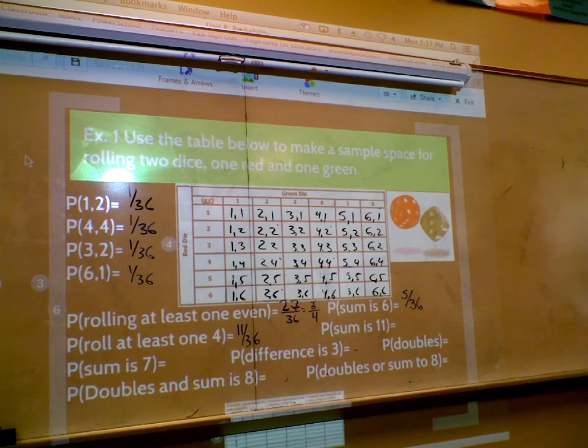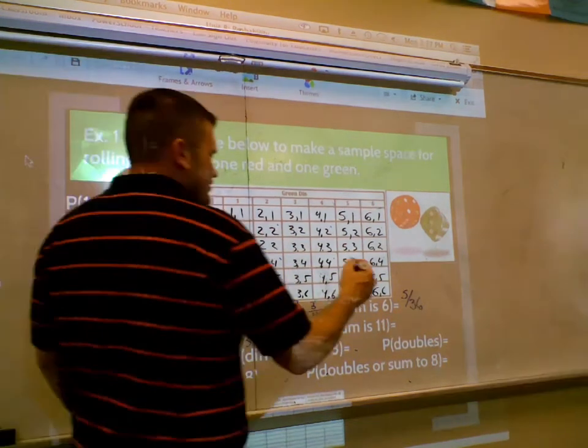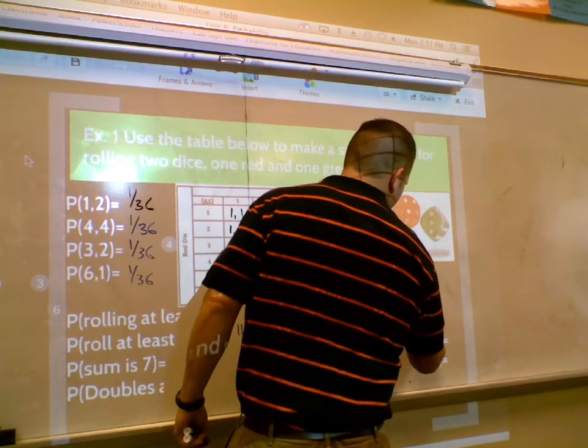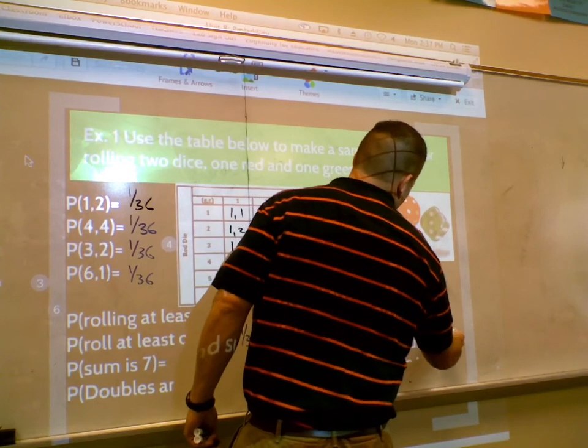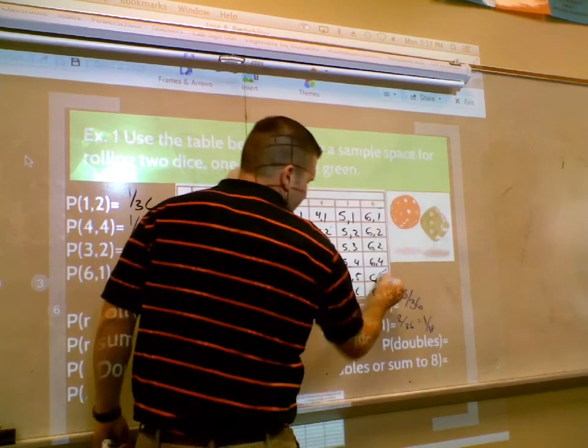It adds up to 11. So how many add up to 11? What do we get? 2 out of 36, and that reduces to 1 out of 18. Good. And if you can't find them, they are right here: 5, 6, and 6, 5.